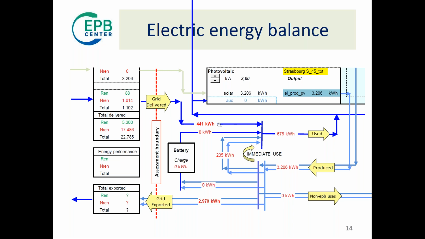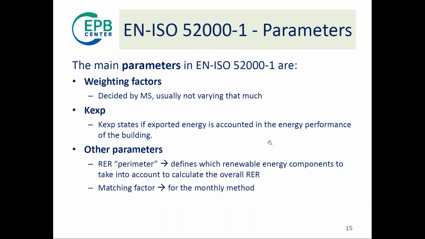It looks simple, but if you have to handle this kind of thing with all possible options, then it makes the standard a little bit longer. But here you have practically very few choices or parameters. And here are the parameters which are important when using the 52,000.